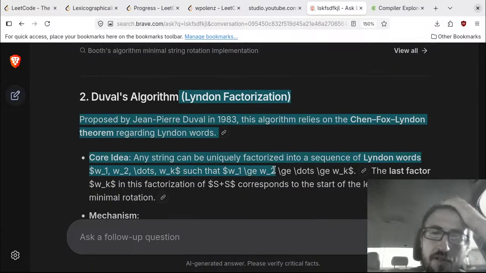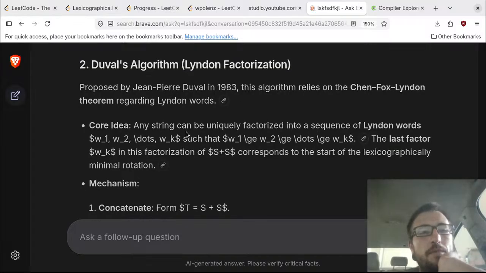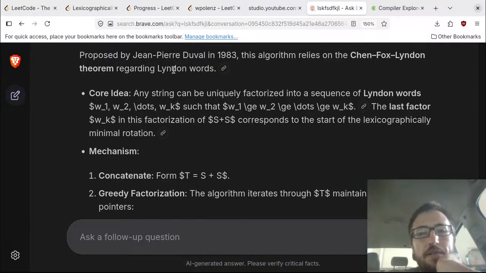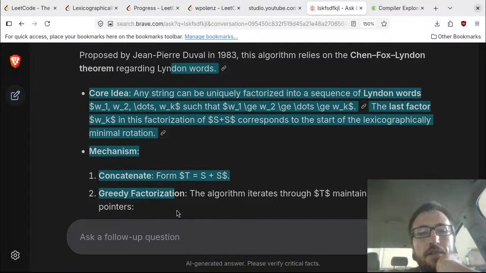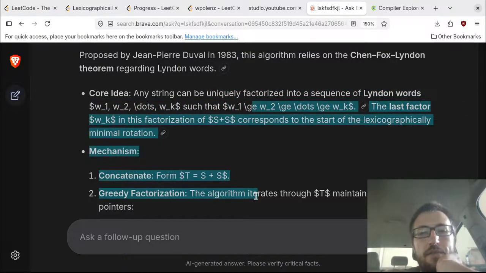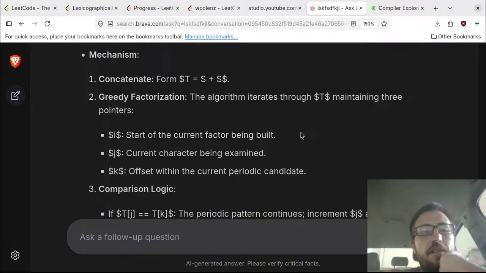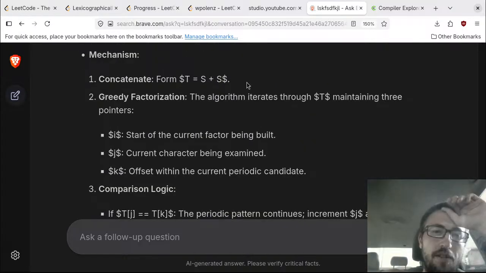Proposed by Jean-Pierre Duval in 1983, this algorithm relies on the Chen-Fox-Lyndon theorem regarding Lyndon words. Any string can be uniquely factorized into a sequence of Lyndon words, w sub 1, w sub 2, to w sub k, such that w sub 1 is greater than or equal to w sub 2, and so on. The last factor, w sub k, in this factorization of S plus S corresponds to the start of the lexicographically minimal rotation. Mechanism: concatenate T equals S plus S.